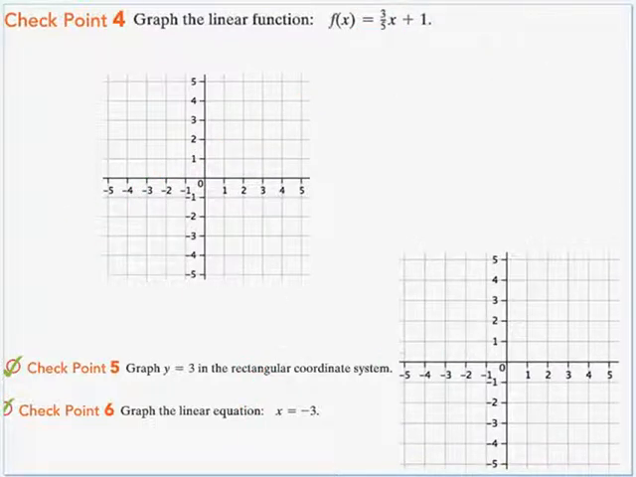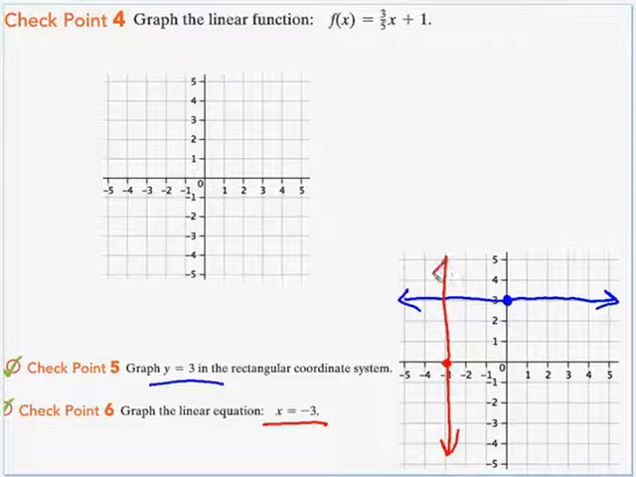All right, down on this one, we're going to graph these both on the same axis. Y equals 3 just means we cross the y-axis at 3, and that's the only axis we touch anywhere. So we have a horizontal line. And then x equals negative 3 means we cross the x-axis at negative 3, and that's the only axis we touch anywhere. So we have a vertical line going through that point.